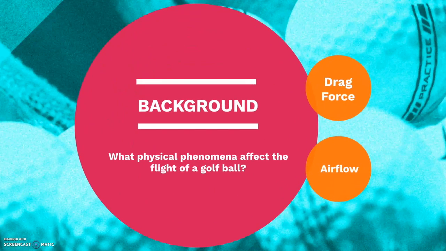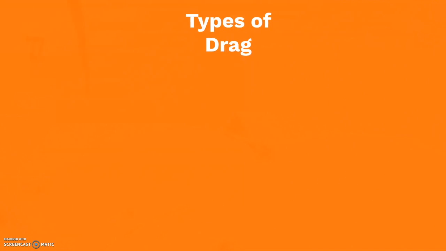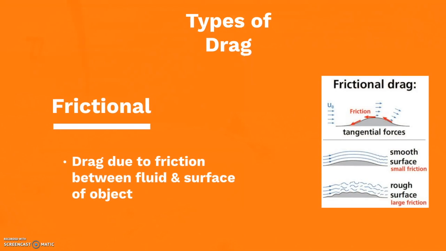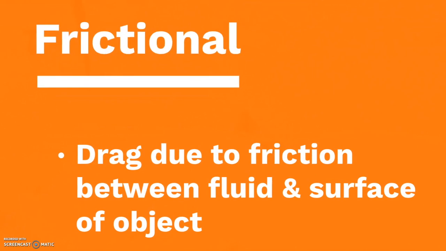To provide some background information, we will talk about the physical phenomena that act on a golf ball while it is in the air. First, the drag of an object is a force that acts directly opposite of the direction of motion. There are two types of drag that contribute to the total drag force: frictional drag and pressure drag. Frictional drag occurs from the friction between a fluid and the surface of an object, such as air hitting the front of a ball in our problem.